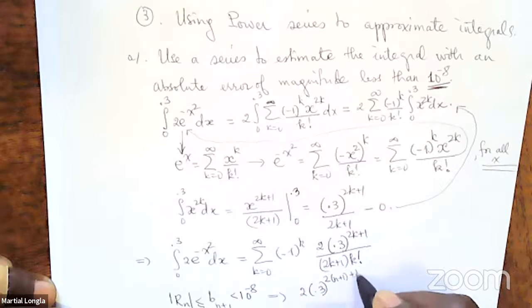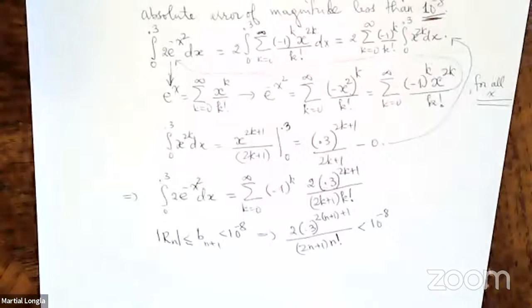(n+1)/((2n+1) n!) has to be less than 10 to the negative 8. And so this is what you need to solve.